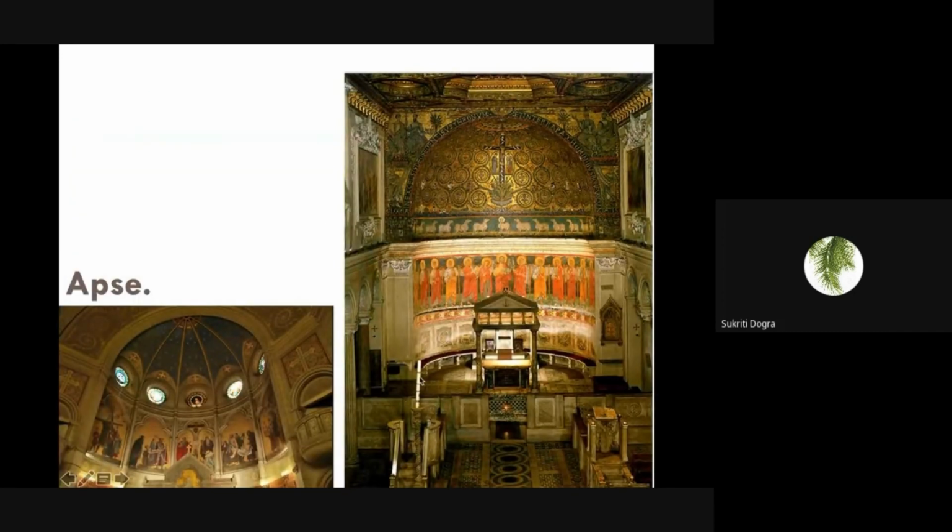Now, here you can see this is your apse. This is the altar, the elevated platform, and the circular portion is your apse. It sometimes has idols, and sometimes sketches or paintings. These are also referred to as frescoes. So this is how your apse looks.